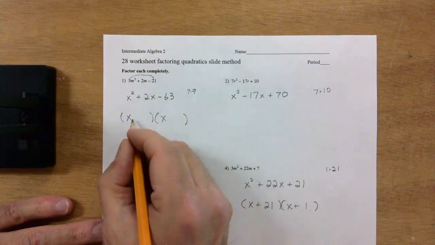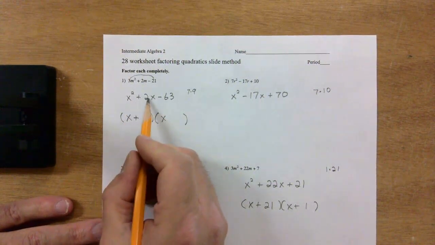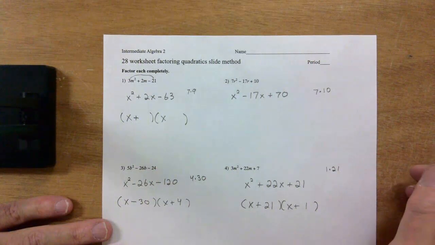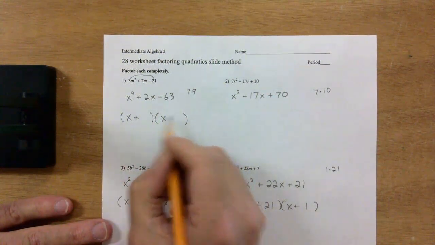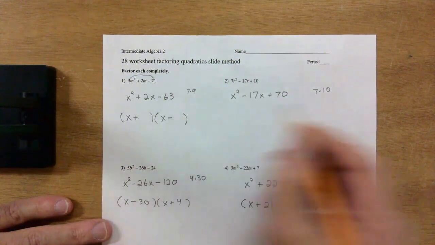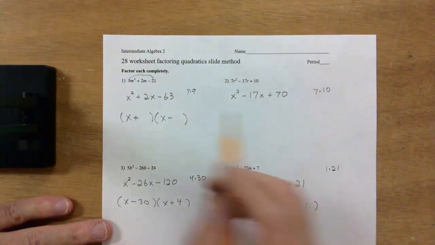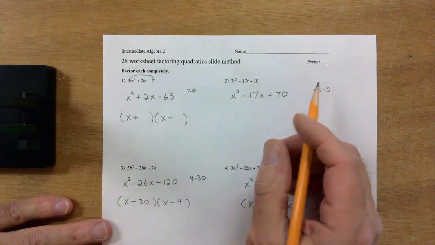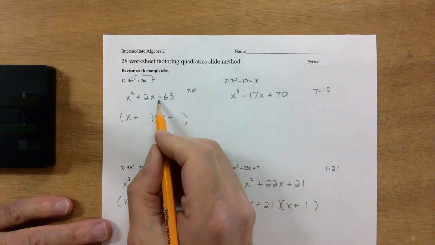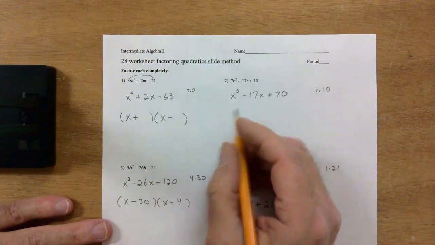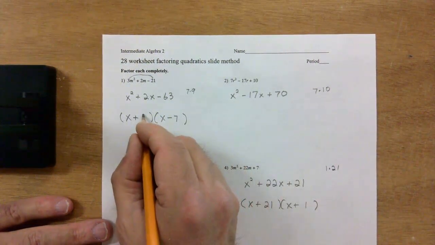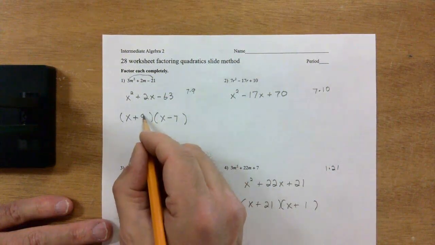When you go for the answer, you can just put the x right here. That plus sign, I put it right there. The sign in front of the linear term, I put in the first factor. The second sign tells me that the signs of my two factors are different. So this one's a negative. And I'm looking for two numbers. When I multiply them together, I get 63. When I subtract them, I get 2. 7 and 9.